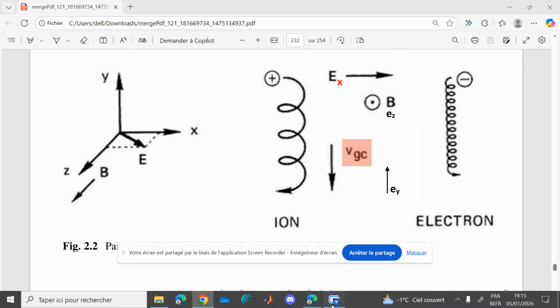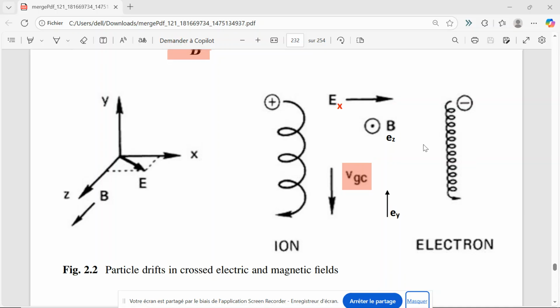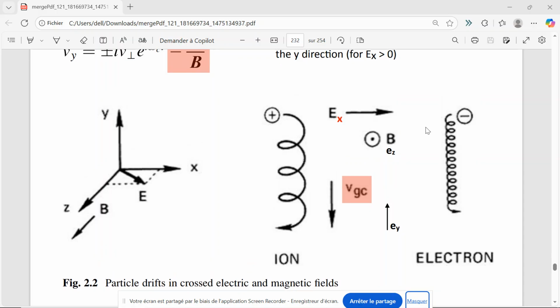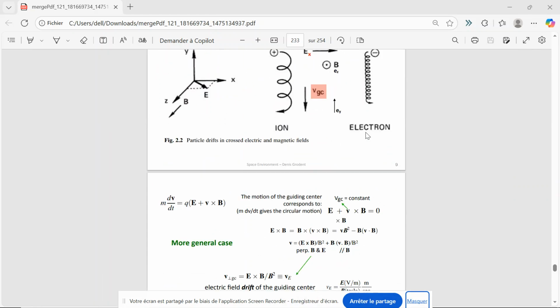All right. So we have seen that when we have an electric field in the x direction, it induces a drift in the y direction, opposite to the direction of the magnetic field. We are not in the direction of the magnetic field at all. So it is interesting.